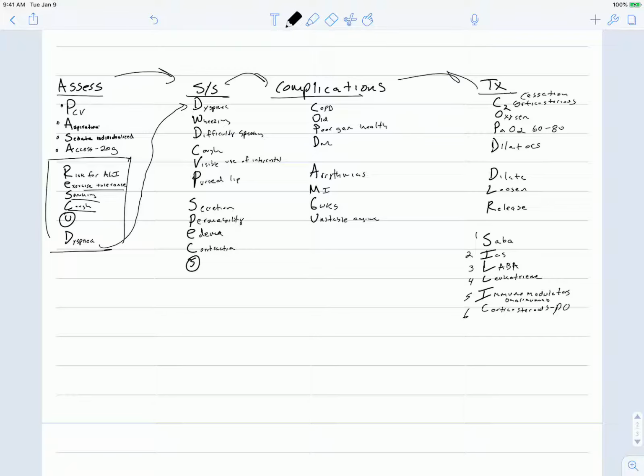So we're assessing for DWD CVP, so decrease, wide diameters, cough, and visible use of intercostal muscles and pursed lip breathing. So some of these repeat because some of the PowerPoints repeat, and it's not clear cut. It's not well compartmentalized. So that's why we're doing this right here.